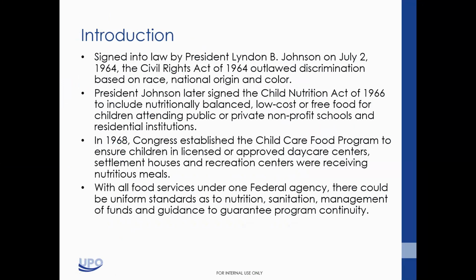Okay, so a little bit of background. Signed into law by President Lyndon B. Johnson in 1964, the Civil Rights Act outlawed discrimination based on race, national origin, and color. He later opened the food program, the Child and Adult Care Food Program that we participate in, which allowed children to be enrolled into approved daycare centers, settlement houses, and recreation centers to receive nutritious meals. With all food services under one federal agency, there could be uniform standards as to nutrition, sanitation, management of funds, and guidance to guarantee program continuity.